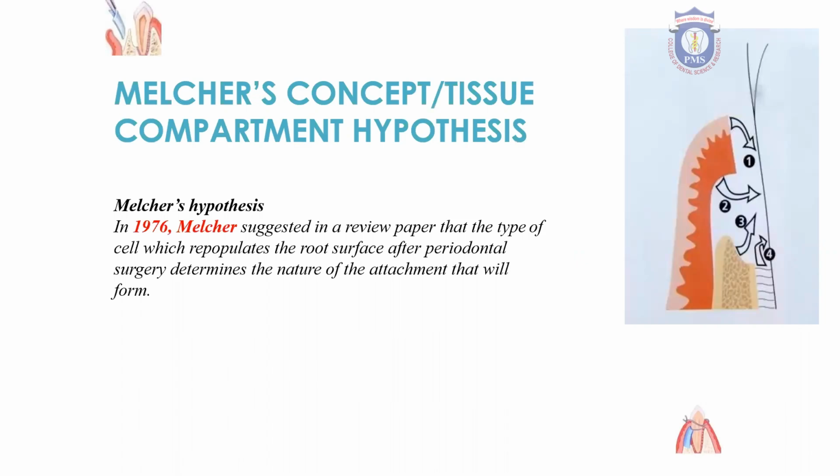And in 1976, in a review paper, Melcher suggested that the type of cells which repopulates a root surface after a periodontal surgery determines the nature of attachment that will form. And this is called Melcher's concept or tissue compartment hypothesis. That is, after a periodontal surgery, the type of cells which repopulate or arrive at the wound site will determine the nature of attachment. And there are 4 types of cells that can repopulate in the wound site.